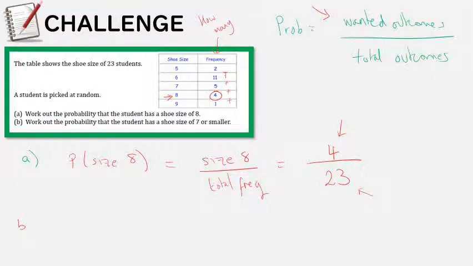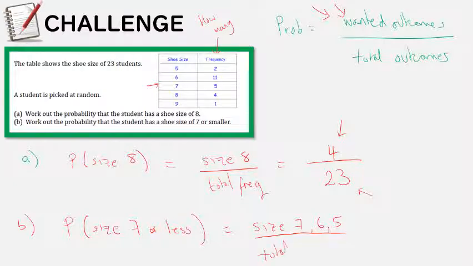Part B, work out the probability that the student has a shoe size of 7 or smaller. So the probability that the size is 7 or less. So our wanted outcome, this bit on the top of the fraction, is going to be anyone who's a size 7, 6, or 5, because that's 7 or less. Let's get rid of this bit here. And the bottom of the fraction, remember, is going to be the total frequency, which luckily we worked out on the last question, which was 23.